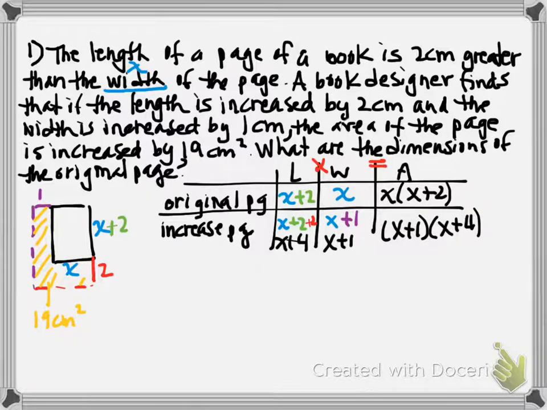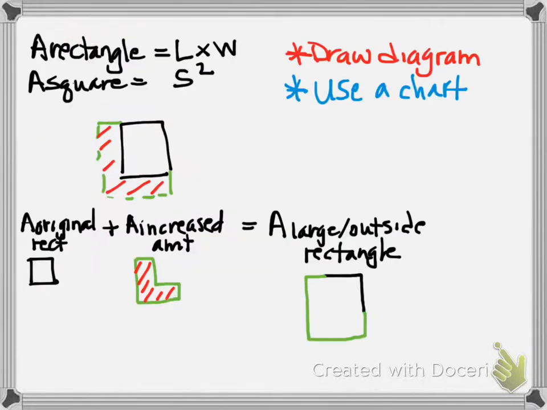So if you take a moment, let's just go back screens. Our problem here looks like this picture. We're just increasing the length on one side, the width on the other side. We are not going all the way around it. So we're going to take the area of the original rectangle plus the area of the increased amount, that kind of L-shaped piece, and that's going to be the area of the large or outside rectangle. So that's the black through the green. Okay? So that's what our formula is going to be.